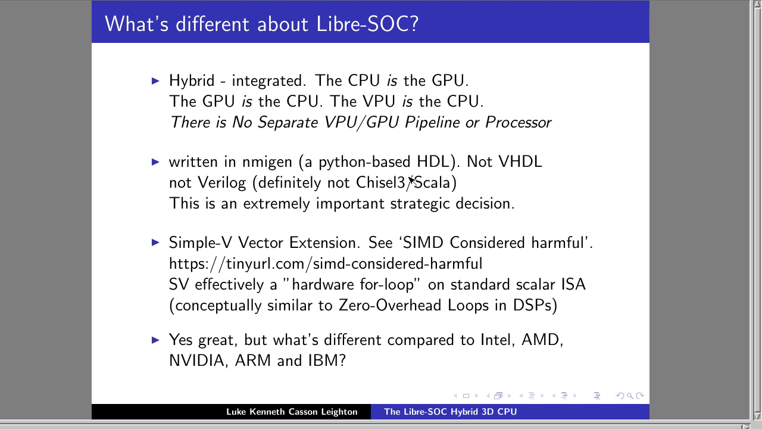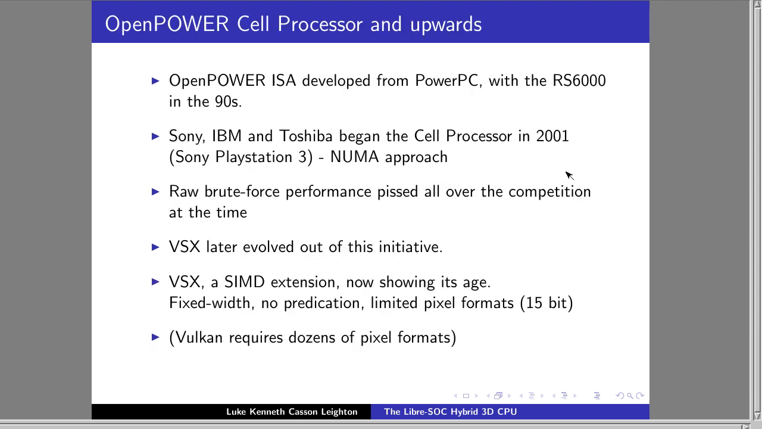Great, but if I'm going to compare this against Intel, AMD, NVIDIA, ARM, and IBM, what's different about that? So what we're now going to do is go into a little bit about the background of the different processors in different markets. The first one is the OpenPOWER Cell processor and upwards. The OpenPOWER instruction set actually developed from PowerPC originally, with the RS6000 being the first commercial version in the early 90s. Following on from that success, Sony, IBM, and Toshiba got together and created the Cell processor in 2001. That resulted in the Sony PlayStation, and it's a non-uniform NUMA approach.